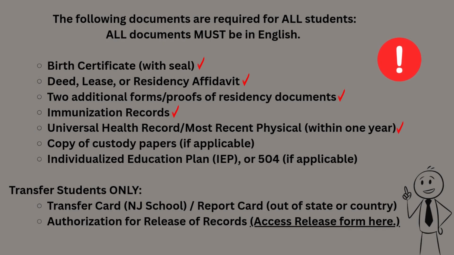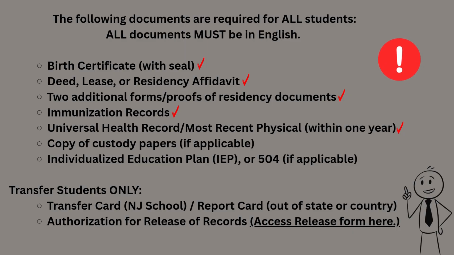The documents below are required for all students. All documents must be in English. The student will need a birth certificate or passport, a deed, lease, or residency affidavit, and two additional forms of proof of residency. For example, this could be a bank statement, or another example would be a utility bill.